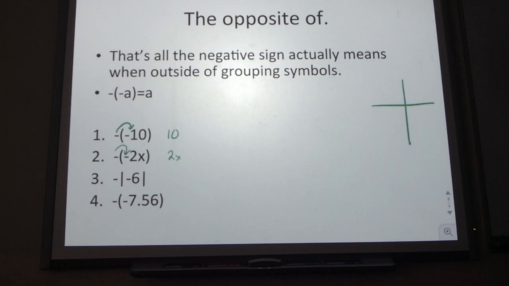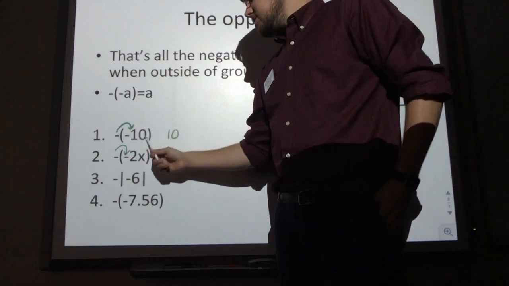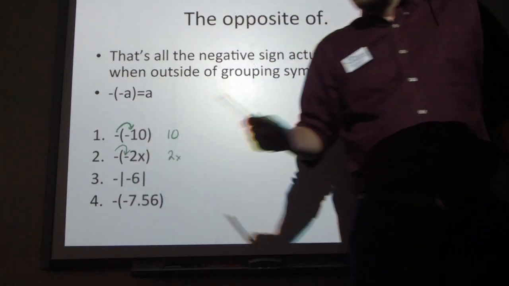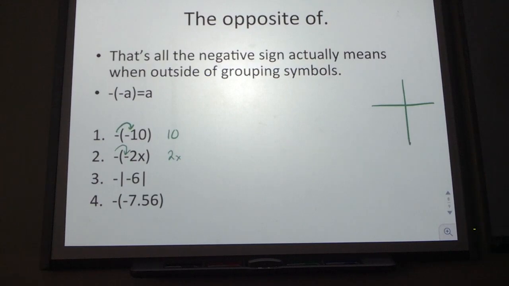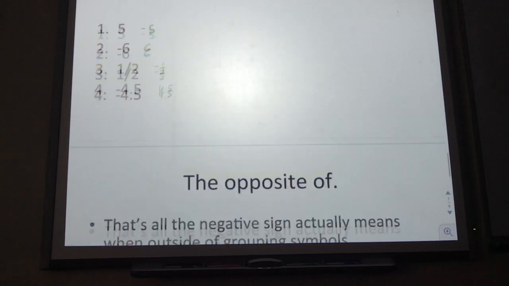What's different about number 3? It's the absolute value, so it actually turns into negative 6. Good. You have to solve the inside first, right? And the inside, this can't be solved. It's just grouping. This can. So what we're going to do first is take the absolute value. So 6, and then make the negative. And then last, the negative times a negative is a positive, is 7.56.